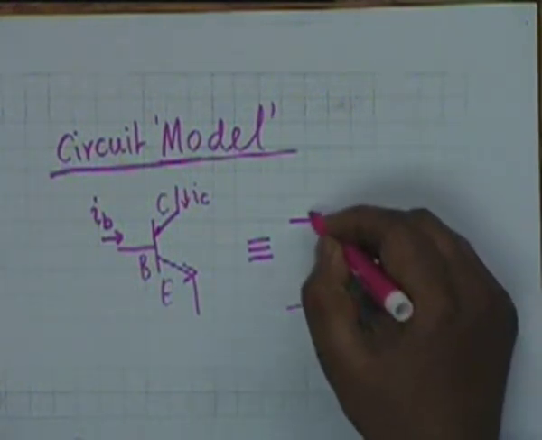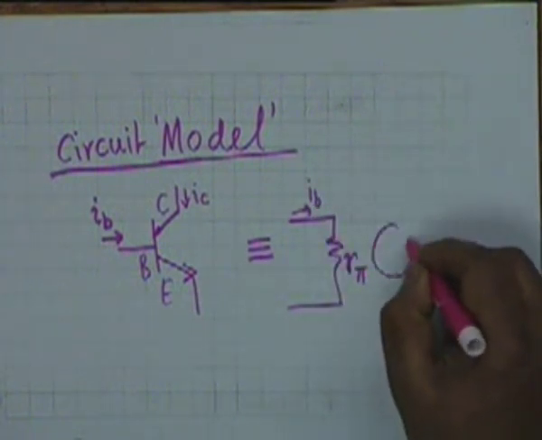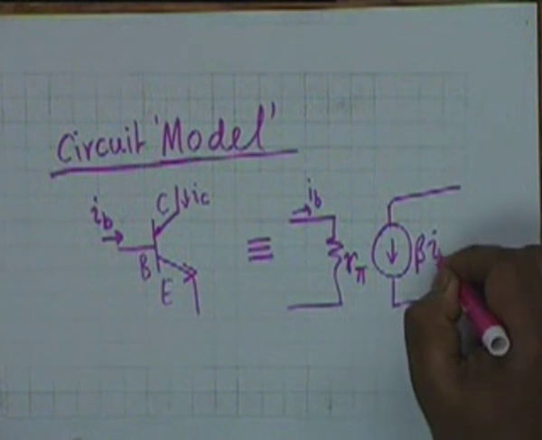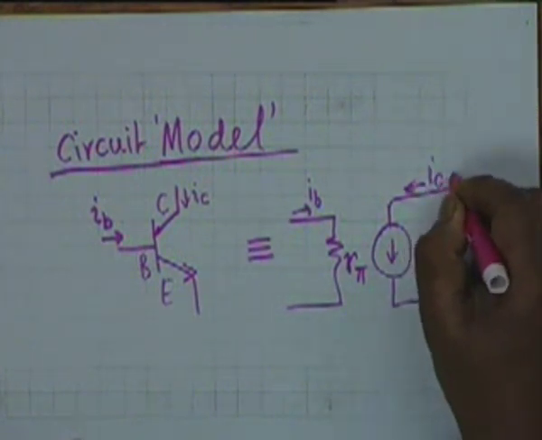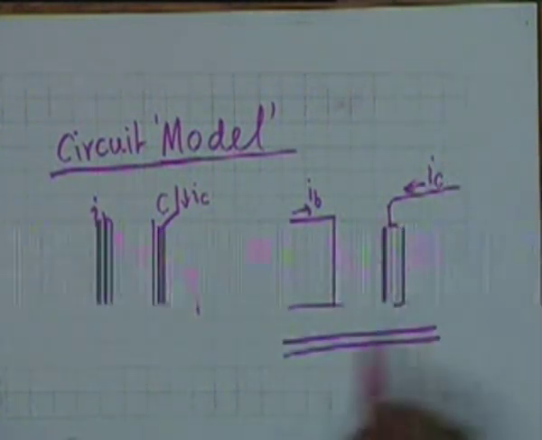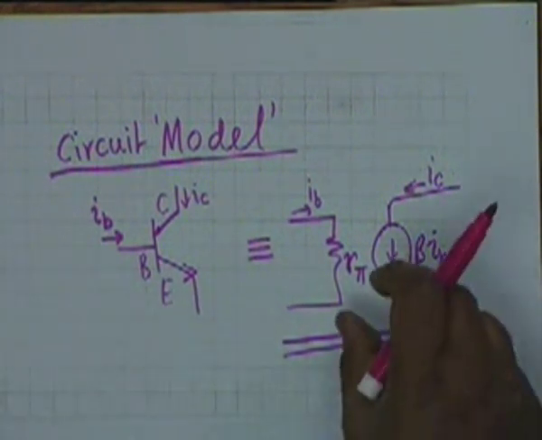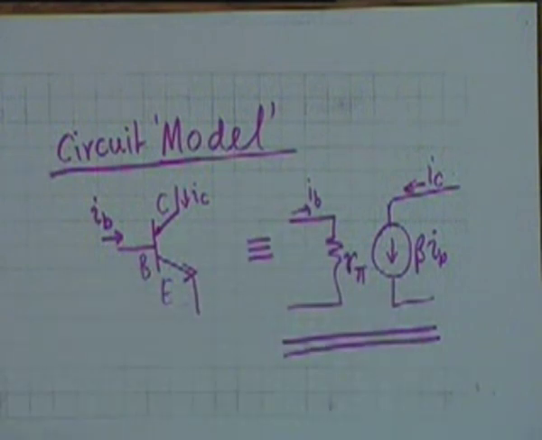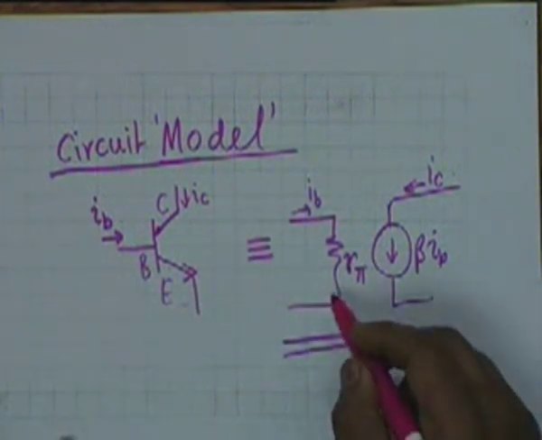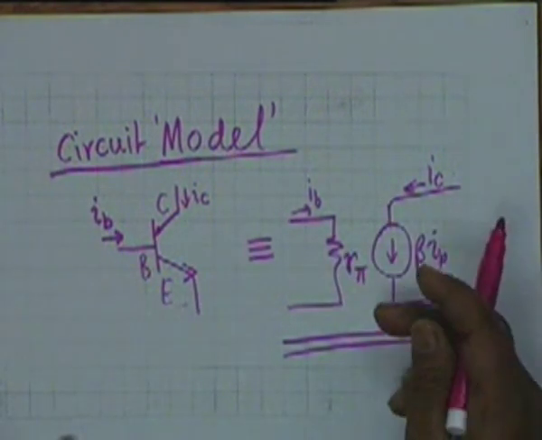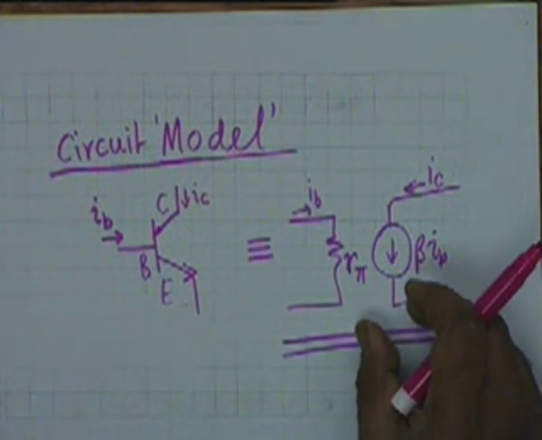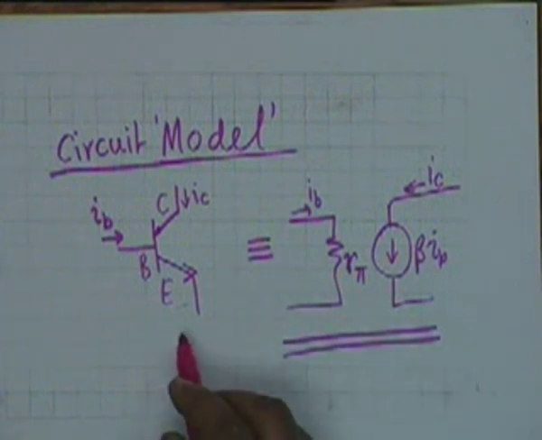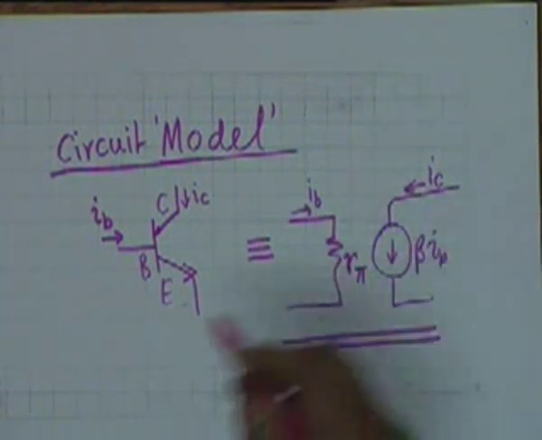A resistance R pi and beta I sub B, this is the collector current I sub C. Now, this is not the physical device. The physical device is this. This is a schematic symbol for a physical device, and this one represents the performance characteristic with some approximations of the physical device. So, this is called a model.